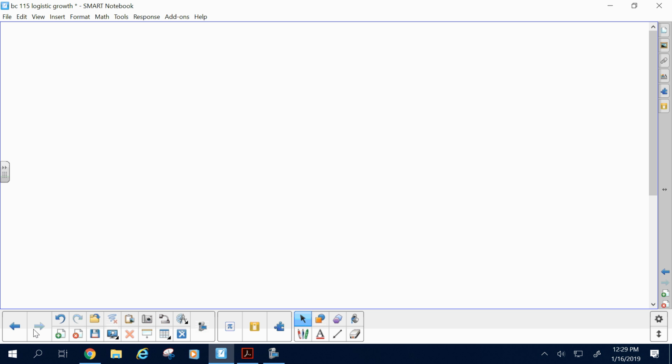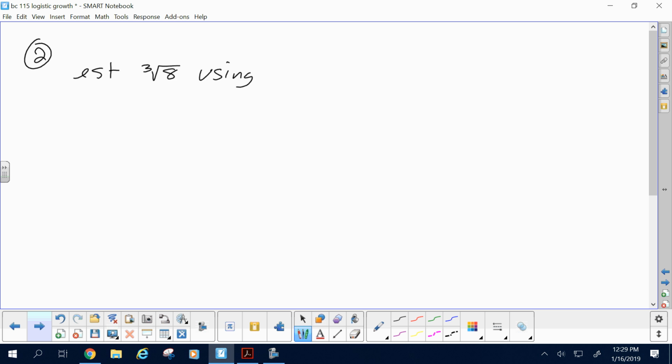All right, 2. Is 2 still a question? Yes. All right, 2, you're estimating the cube root of 8 using differentials. Oh yeah, cube root of 8 would be great. I would guess somewhere around 2. Yeah. Okay.